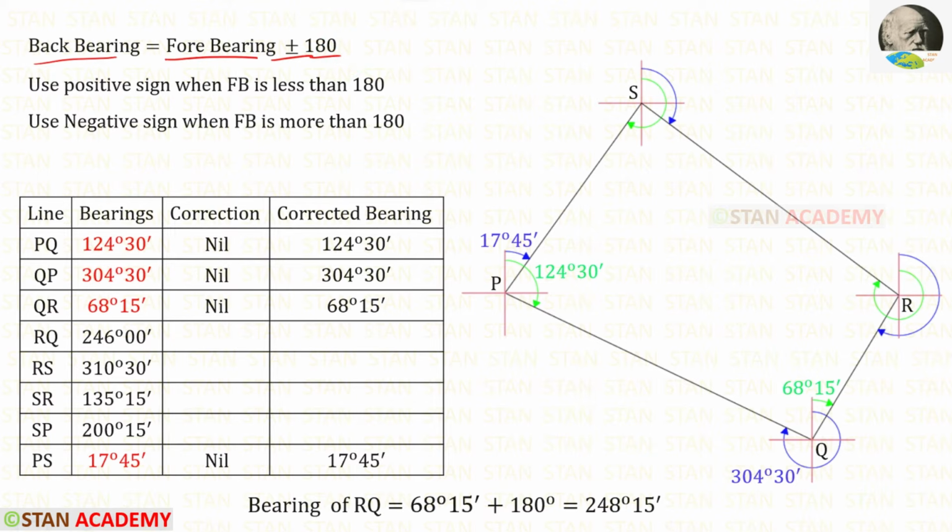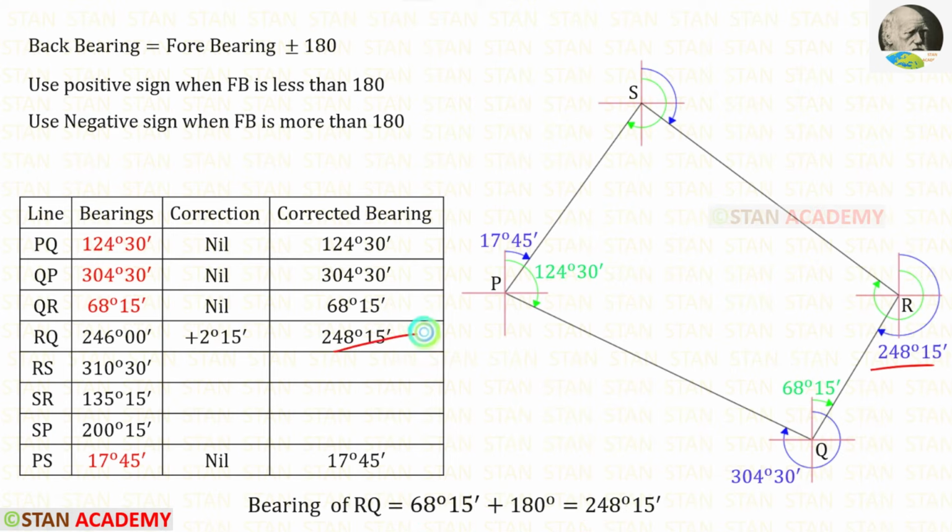We have to use the positive sign when the fore bearing is less than 180, and we have to use the negative sign when the fore bearing is more than 180. This bearing is less than 180, so we have to use the positive sign. When we add these two, we will get the bearing of RQ, which is 248 degree 15 minutes.